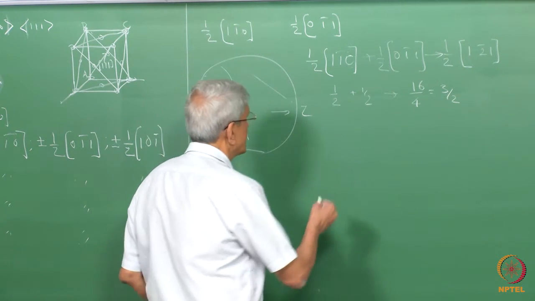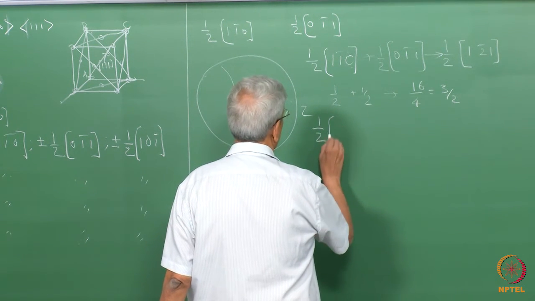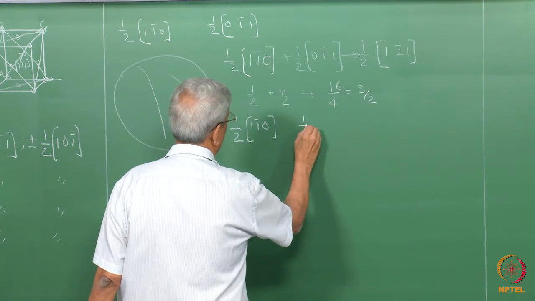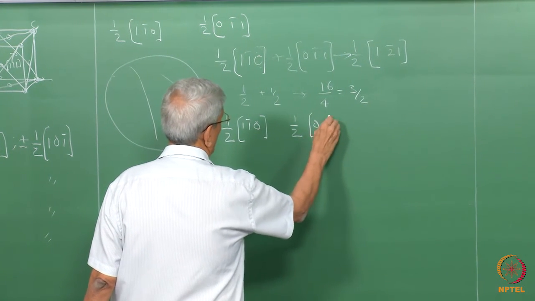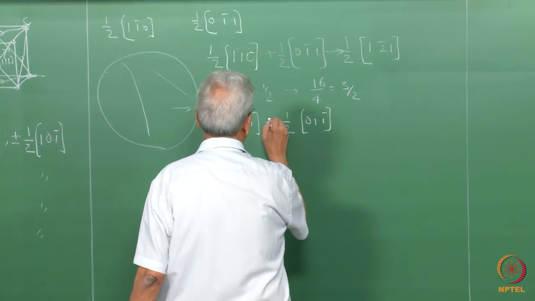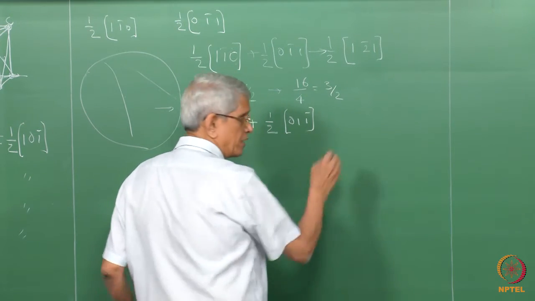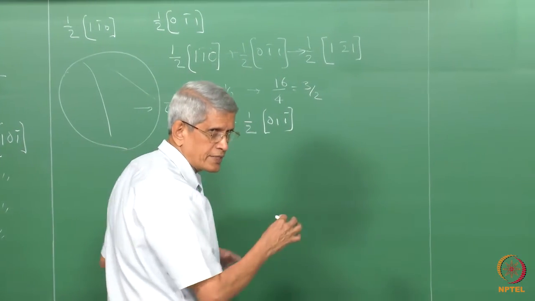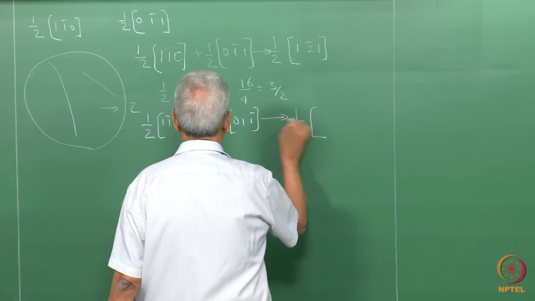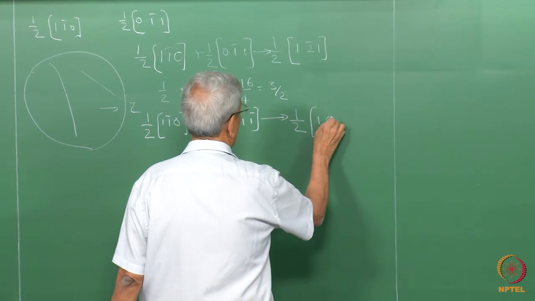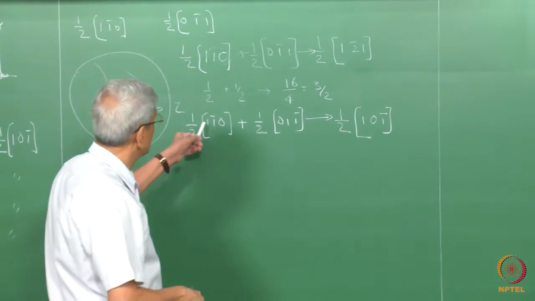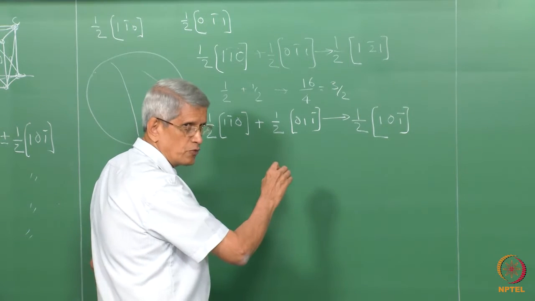Okay. Let us consider the case where the Burgers vector of one dislocation is half 1, 1 bar 0, and the other one is half 0, 1, 1 bar. If this is the Burgers vector of the dislocation, then if these dislocations are moving, whether they will attract or not will be decided. We can look at the dislocation reaction. This will give rise to half 1, 0, 1 bar.